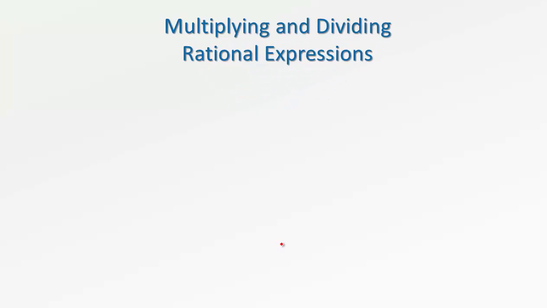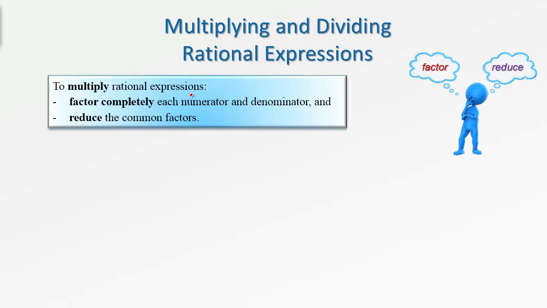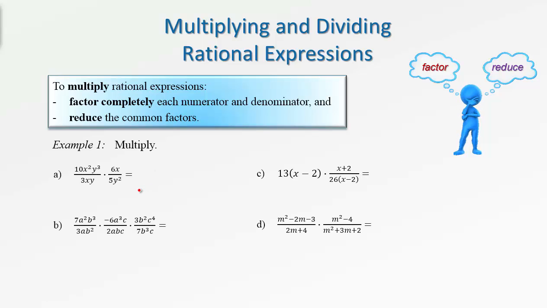In this lesson we'll learn how to multiply and divide rational expressions. To multiply rational expressions, we're supposed to first factor completely every numerator and denominator, and then, when everything is factored already, reduce common factors. So those are the two things to remember: factor and reduce. Here we have some examples.